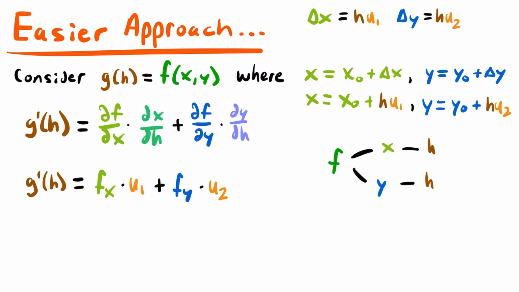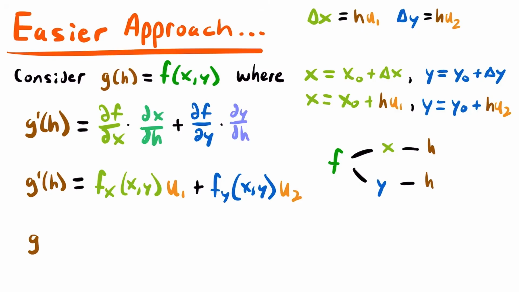Or really, to be a little bit more precise, I'm going to use the full notation for fx and fy. So we'd have fx of (x,y) times u1 plus fy of (x,y) times u2. And now the reason I did that is because then what we're going to do is evaluate that derivative, g prime, at 0. And I know that this seems really weird at first. There seems to be no reason behind anything that we're doing here, but I promise that it will make sense in just a little bit.